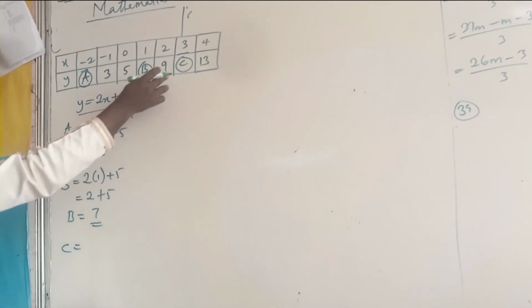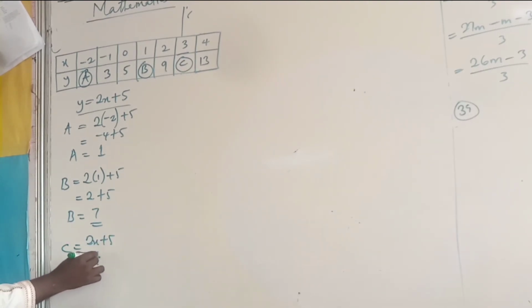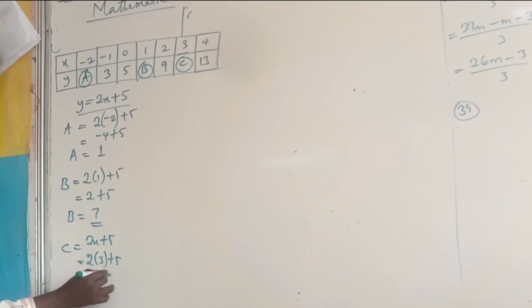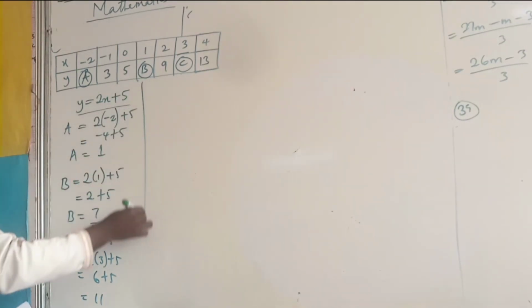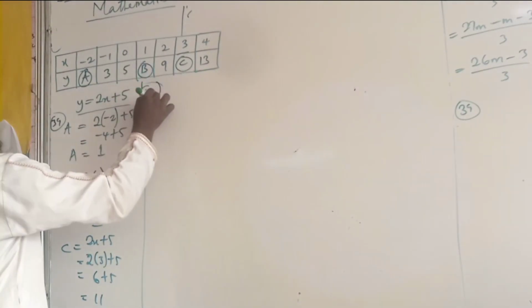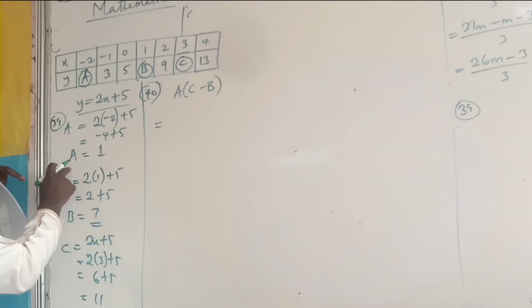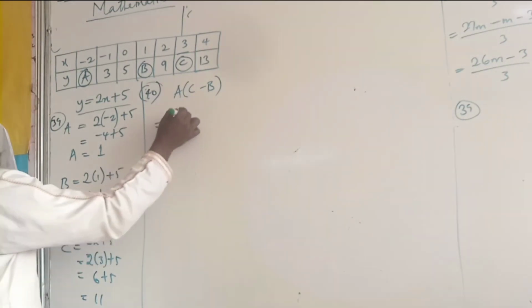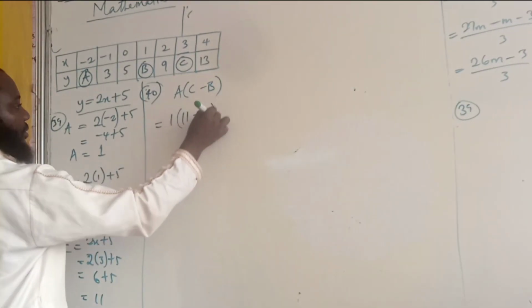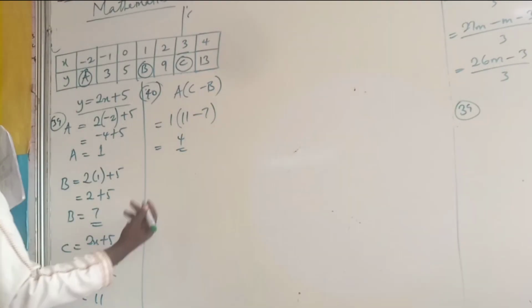Then we find the value of C, which is 2x plus 5. That is 2 multiplied by what? 3 plus 5. And that gives what? 6 plus 5. And that gives what? 11. So let's now come back to the question. This answers question 39. Calculate A into bracket C minus B. So what is A? 1 into bracket C, 11 minus B, 7. So that is 11 minus 7. That is 4. 1 times 4 is 4.